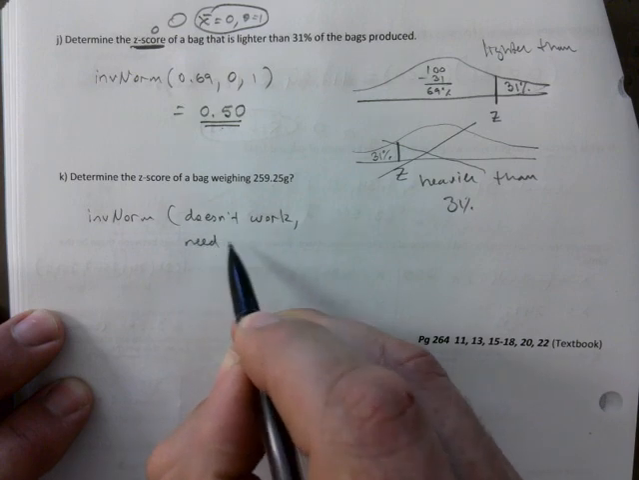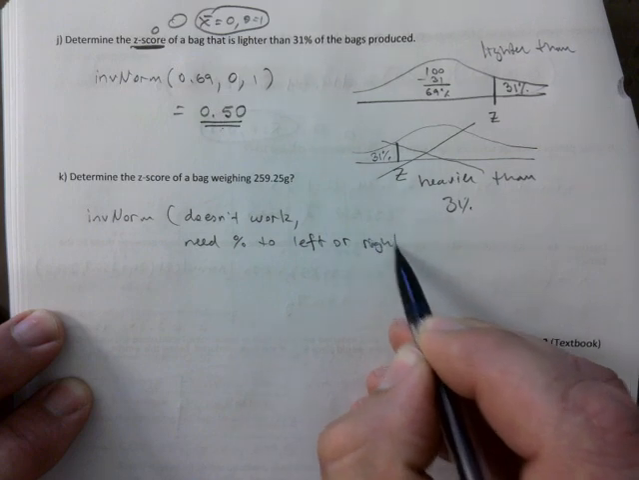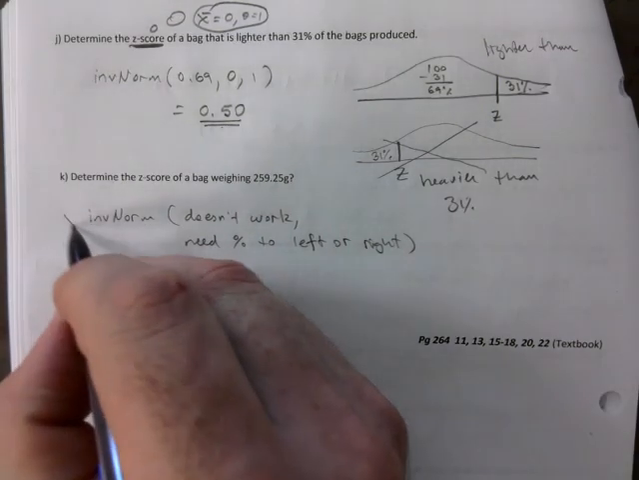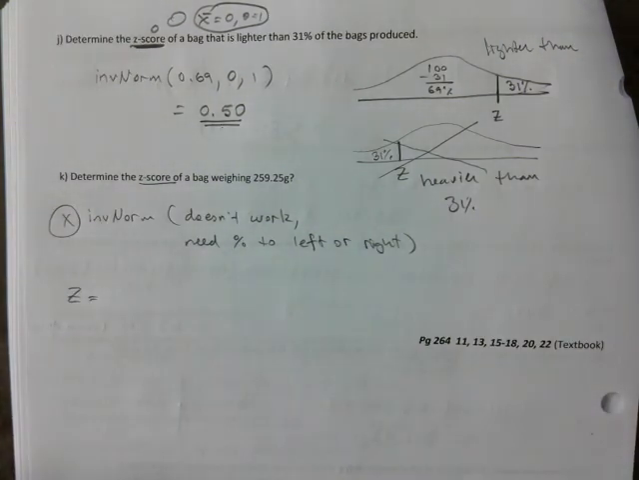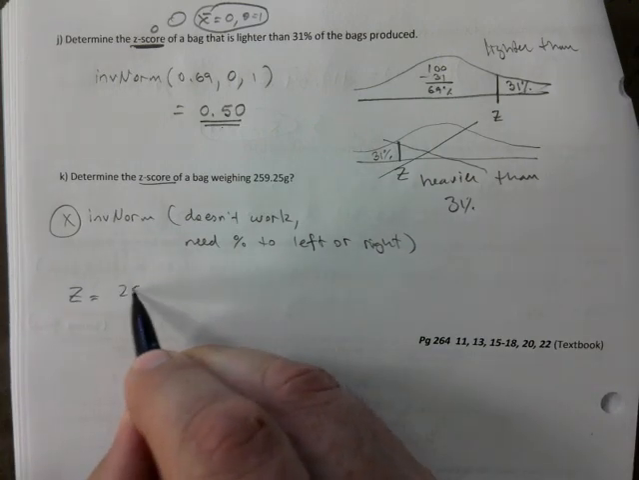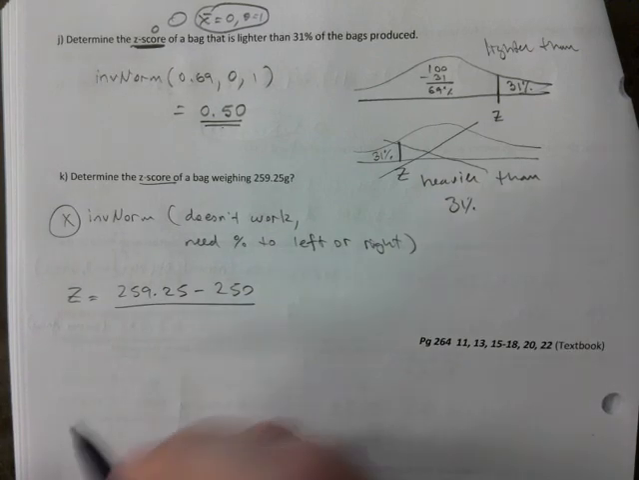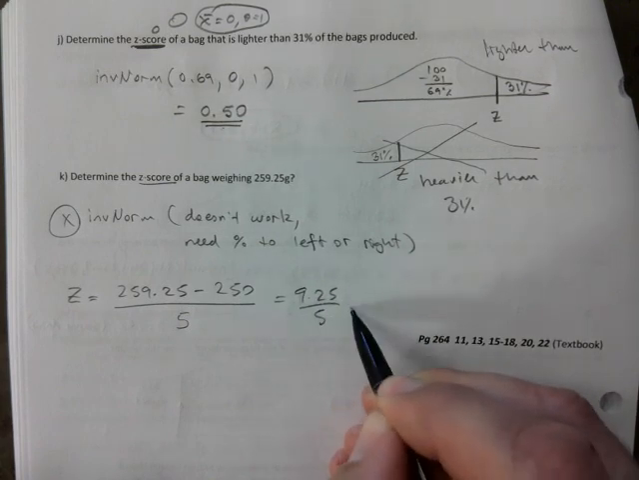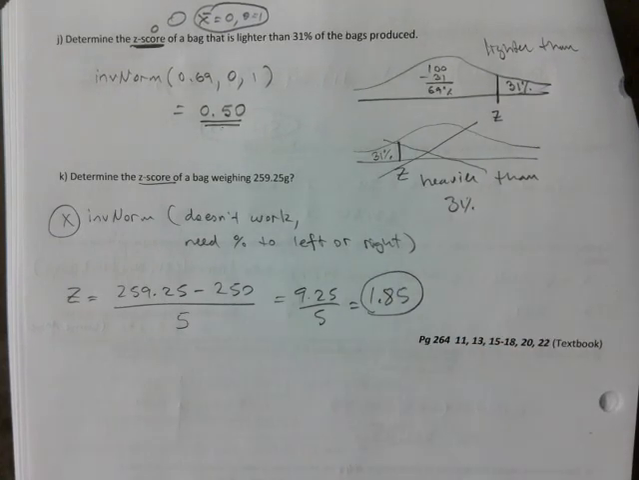Need percentage to left or right, for that matter. If you had that, bingo, you're good to go. But you don't have that information. Okay, so doesn't work, right? And in this case, use your z-score formula. If that ever happens to you, use this one. So you go 259.25 minus the average divided by standard deviation. And that gives you 9.25 over 5, which gives you 1.85. Never put a unit next to z-score because it doesn't have one.